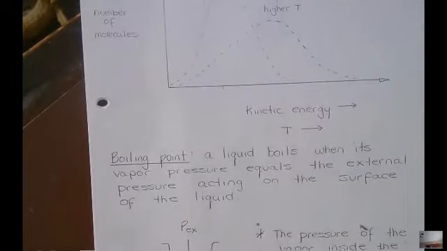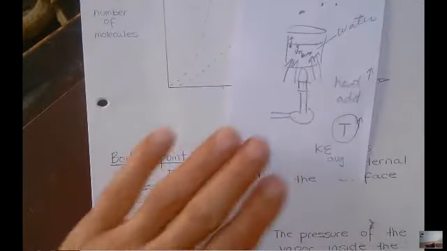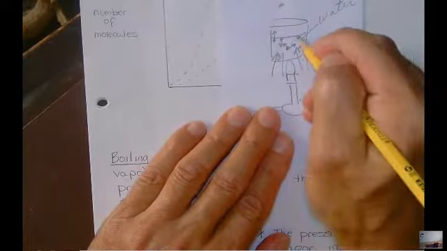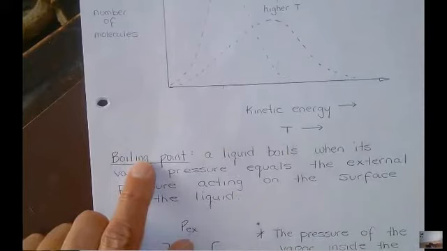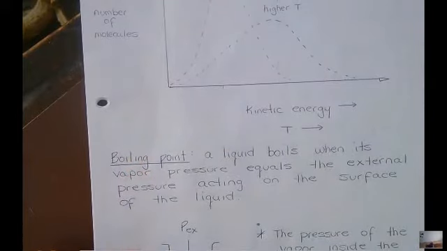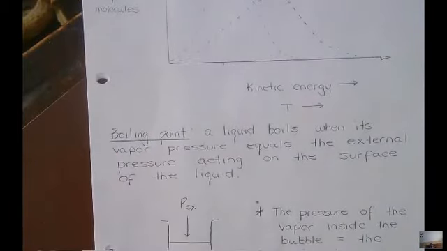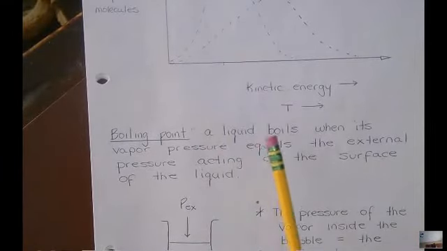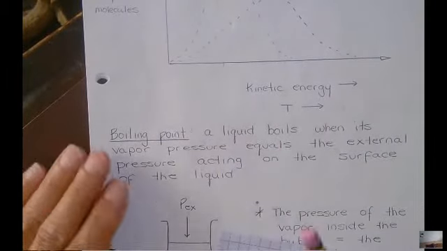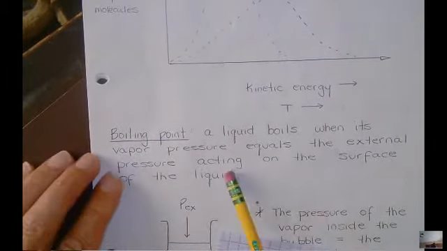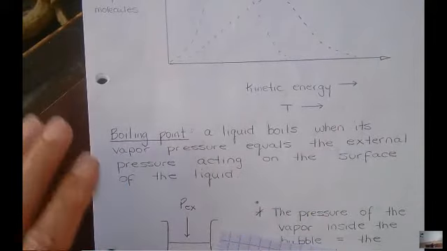Okay, so let's talk about boiling. The difference between boiling and what we've been talking about so far, surface evaporation, is that boiling is not a surface phenomenon. Boiling takes place in the bulk of the liquid, okay? So what's special about boiling? The definition of the boiling point is when the vapor pressure of the liquid, right, the amount of molecules that are evaporating from the surface, is equal to the external pressure acting on the surface of the liquid.